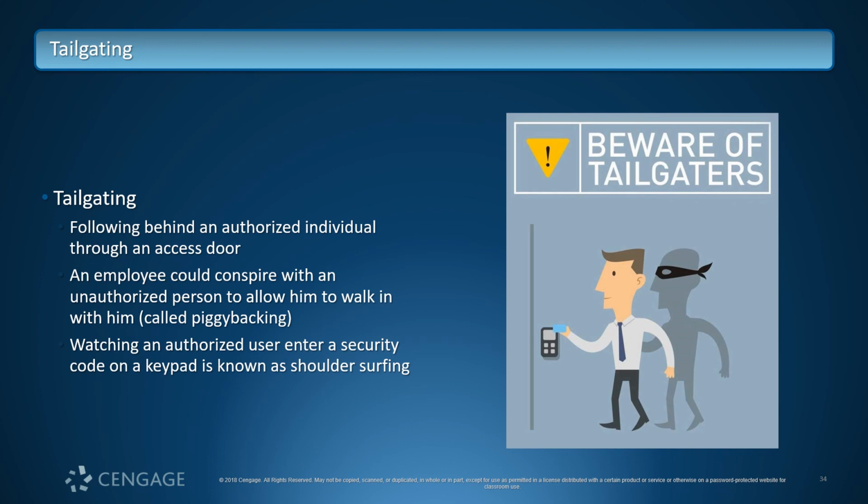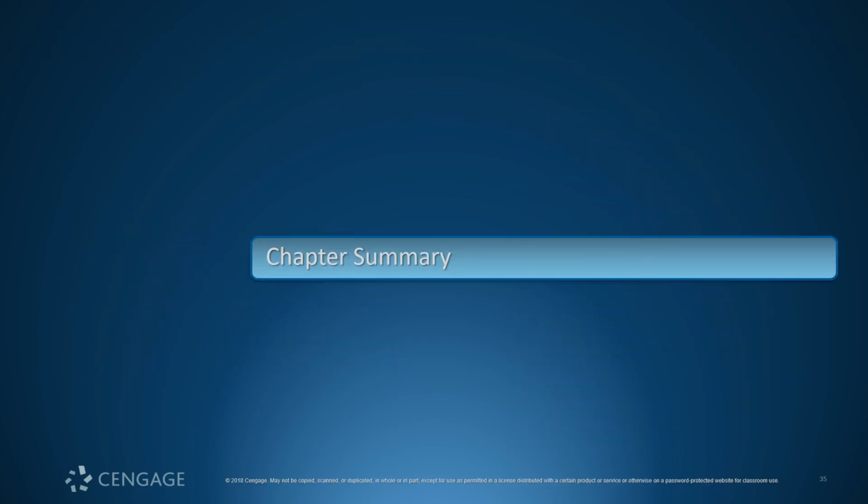Watching an authorized user enter a security code on a keypad, enter a password, copy down a phone number, this is all called shoulder surfing. So there's a couple of different things that we see that are very similar to tailgating but have some different names. And that is Chapter 2.